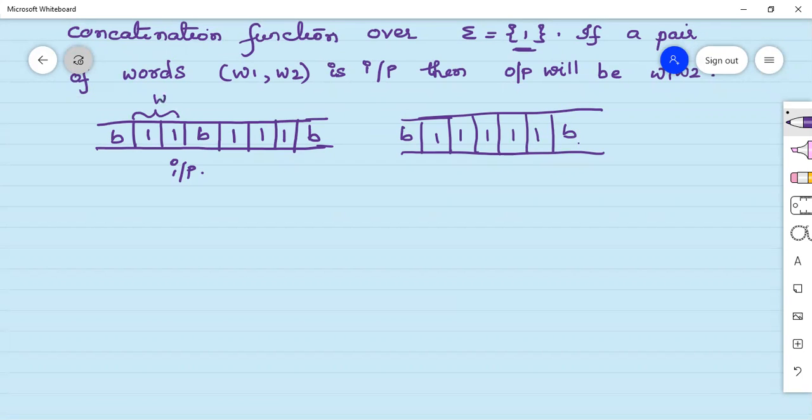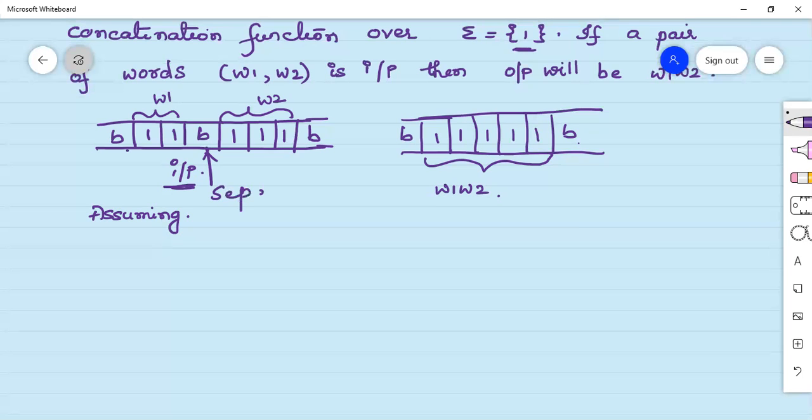So this is your W1. After a space, you have W2. And this is your concatenated string W1 followed by W2. Okay. So we are assuming initially, when we are solving the problem, that the input is in tape like this and it is separated by blank or a symbol called B. Okay, I hope this is clear to you.